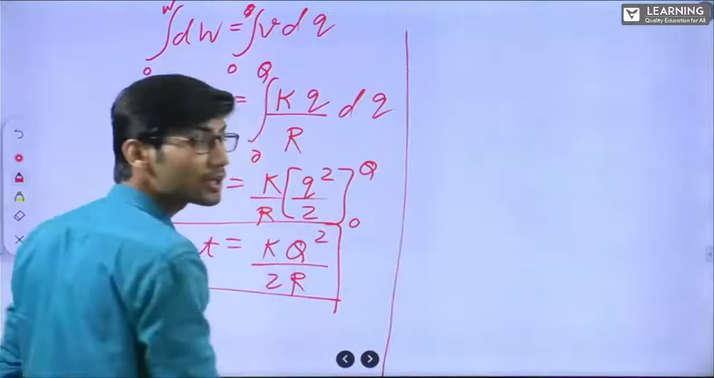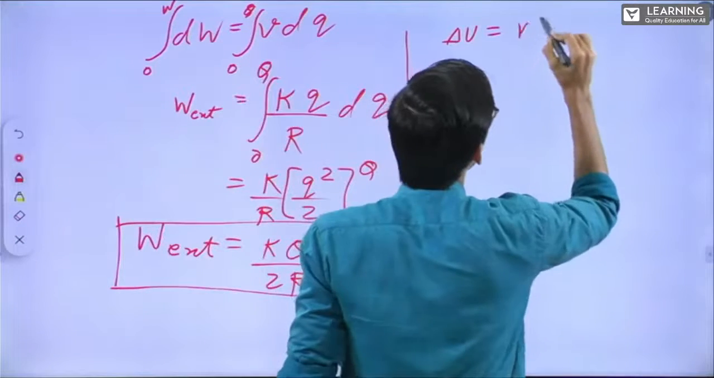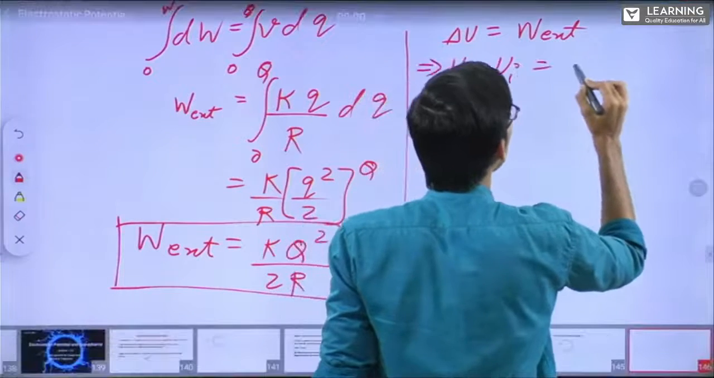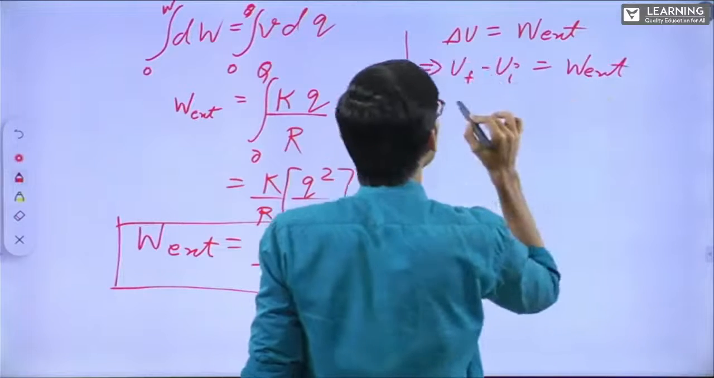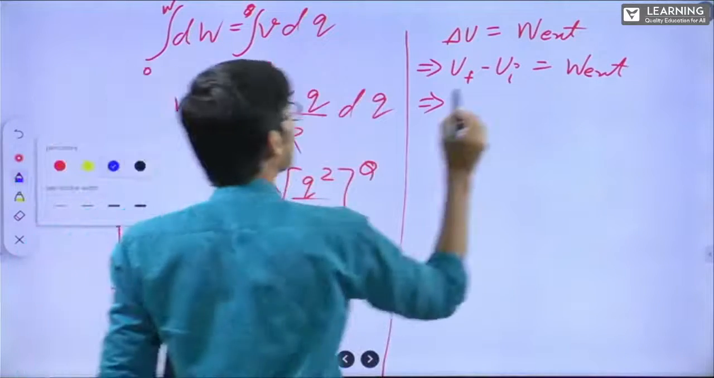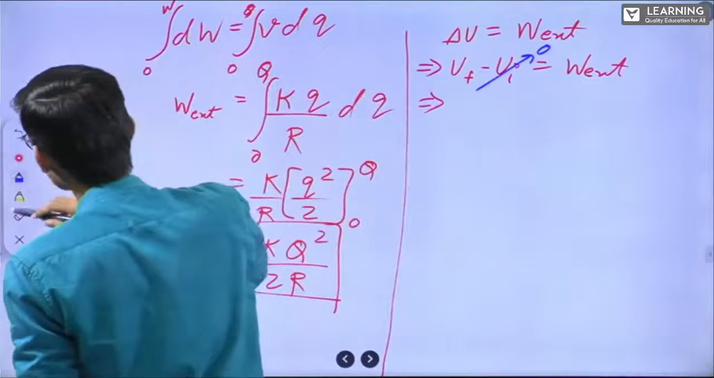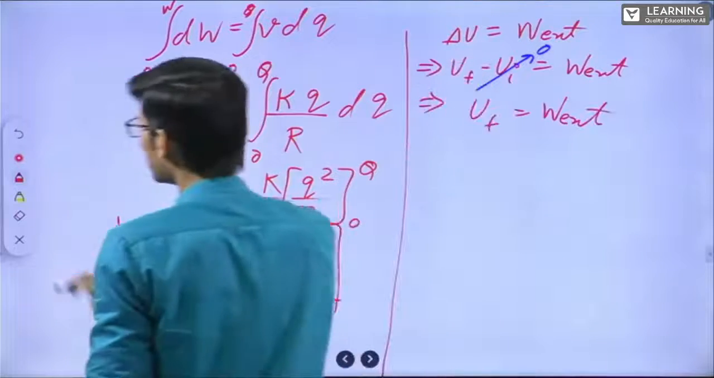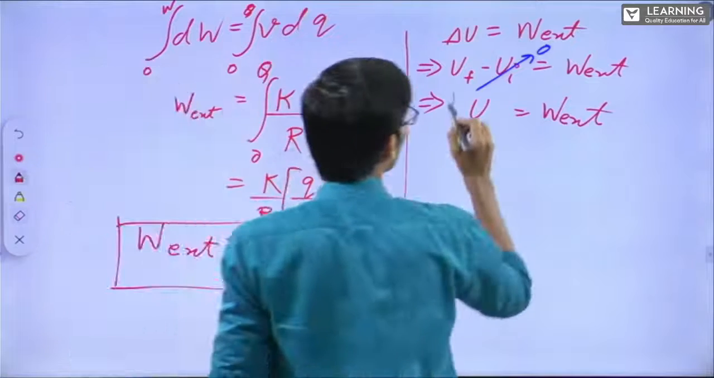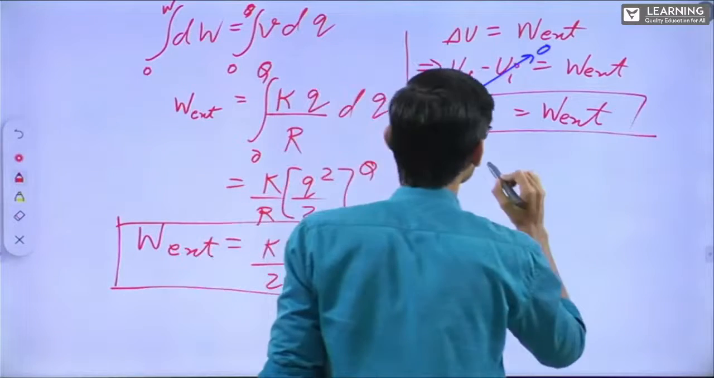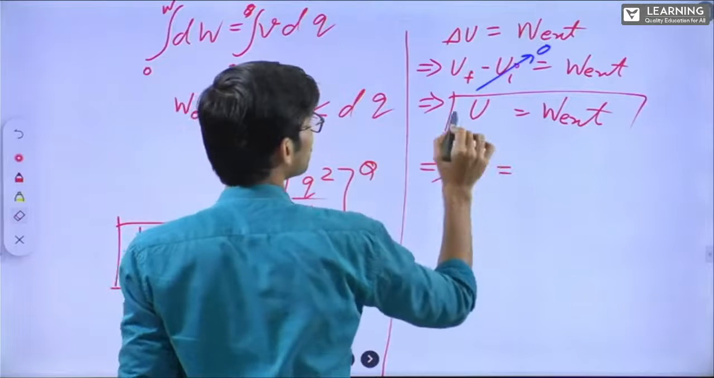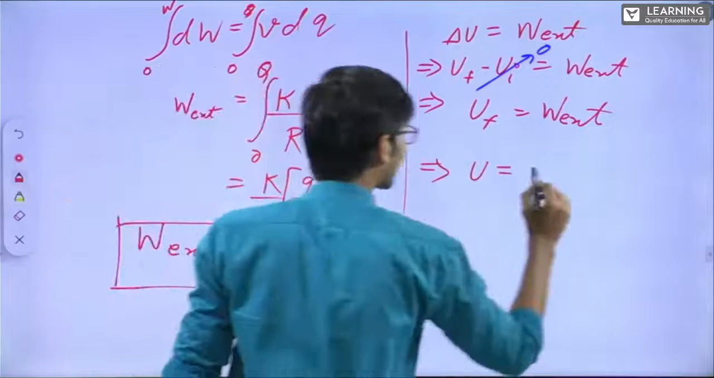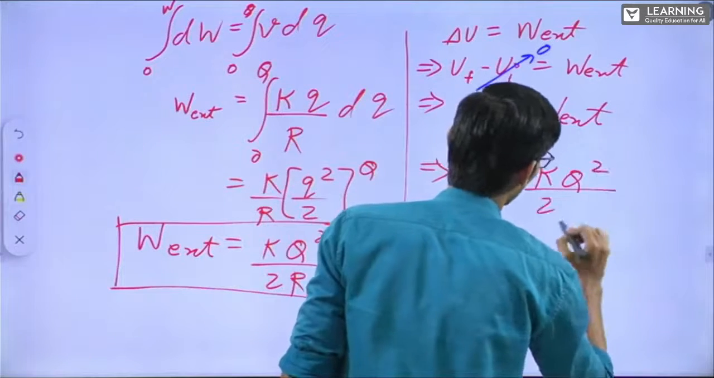If you want, I'll write down delta U is equal to work done by external agent. U final minus U initial is equal to work done by external agent. U initial here is 0 because initially for that configuration the charge on that capacitor was 0. So U final is equal to W external. U final is nothing but U. So U is equal to KQ square by 2R.